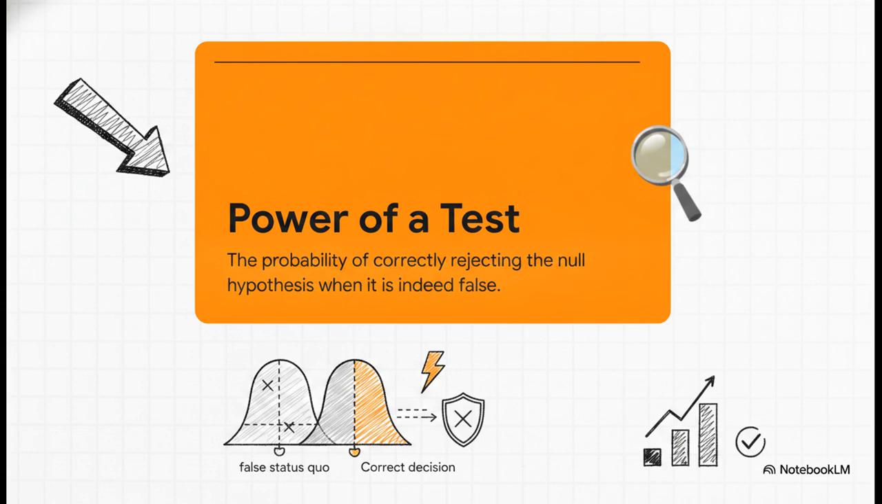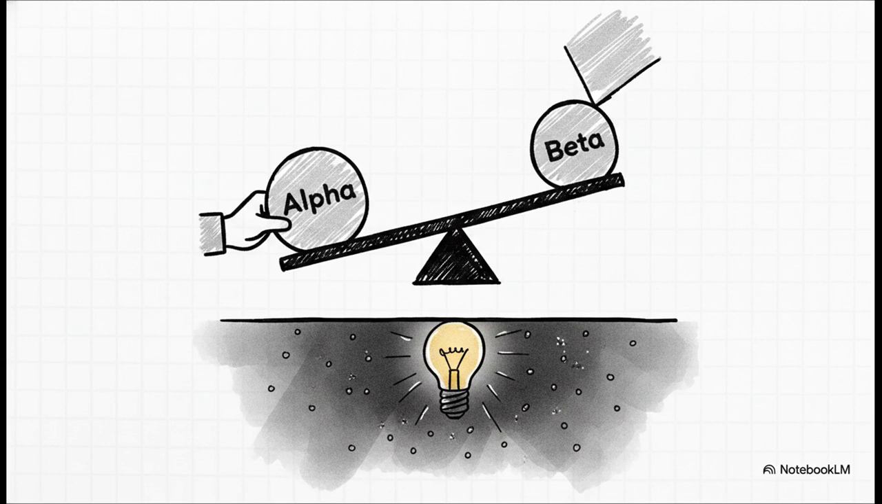So, the million-dollar question is how we manage the probabilities of these errors. The probability of a type 1 error is called alpha, which also happens to be our level of significance. The probability of a type 2 error, that's called beta. And they operate on a very strict seesaw trade-off.